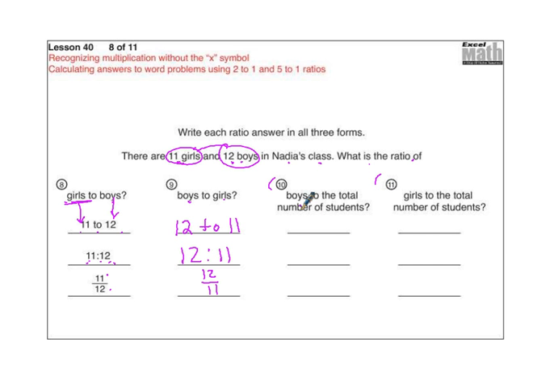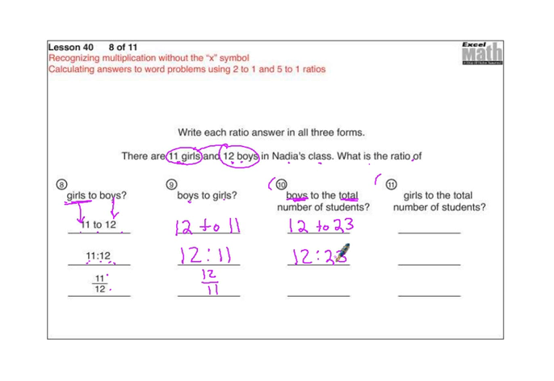Boys to total number of students. So we have boys to total. How many boys are there? 12. What's the total number of students? Well, 11 and 12 make 23. So it's a 12 to 23 ratio. Another way to write that is 12:23.